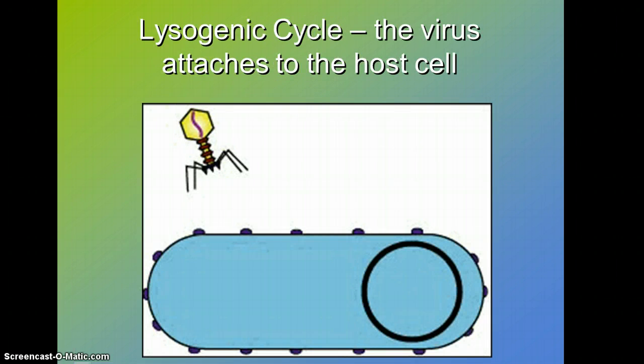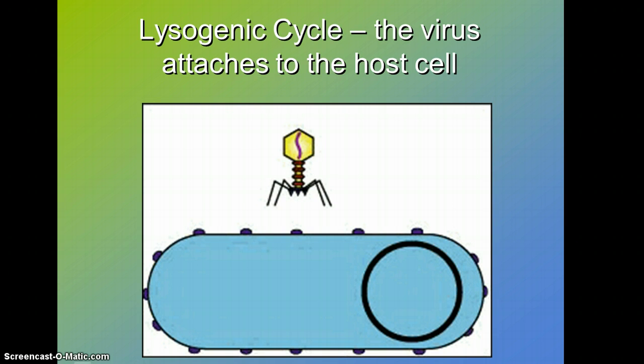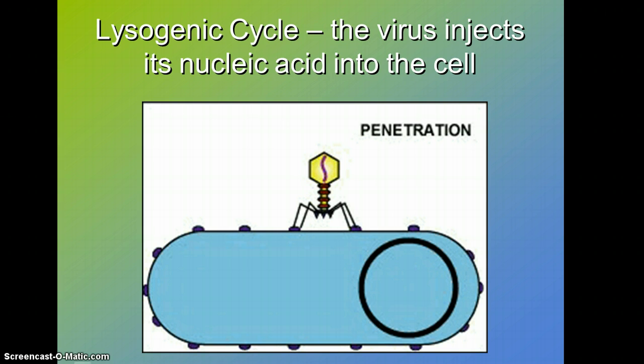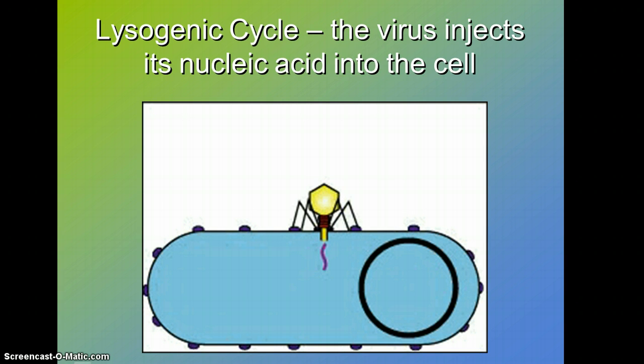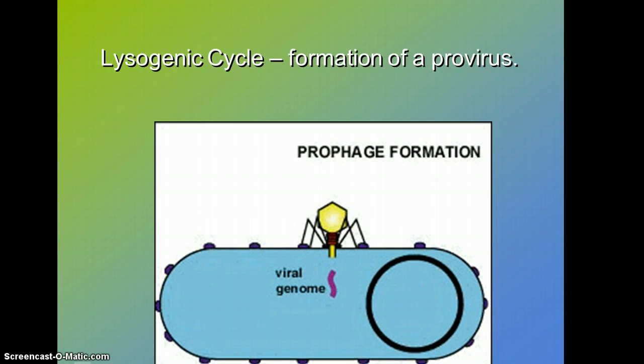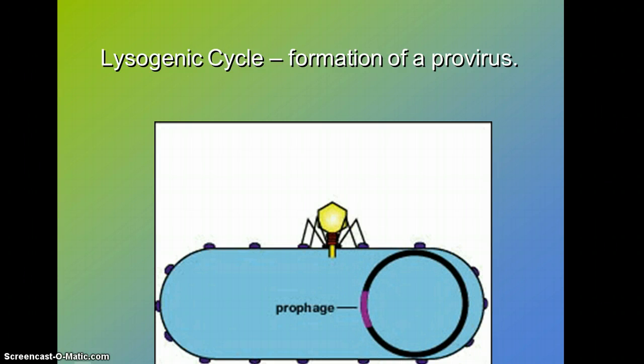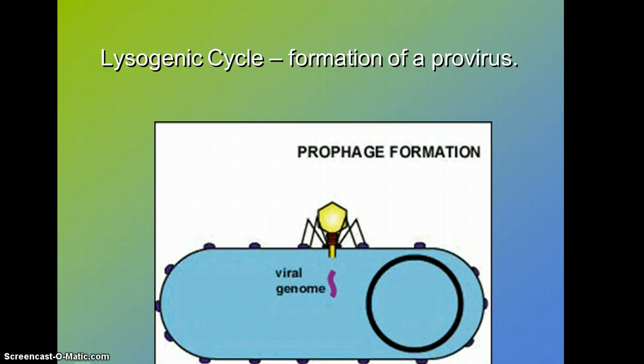So with the lysogenic cycle, the virus attaches to the host. Then you have the attachment, you have penetration. And then at that point, the provirus is formed when the viral DNA becomes part of the host DNA, and then that host DNA cell will just go through replication as it normally would.